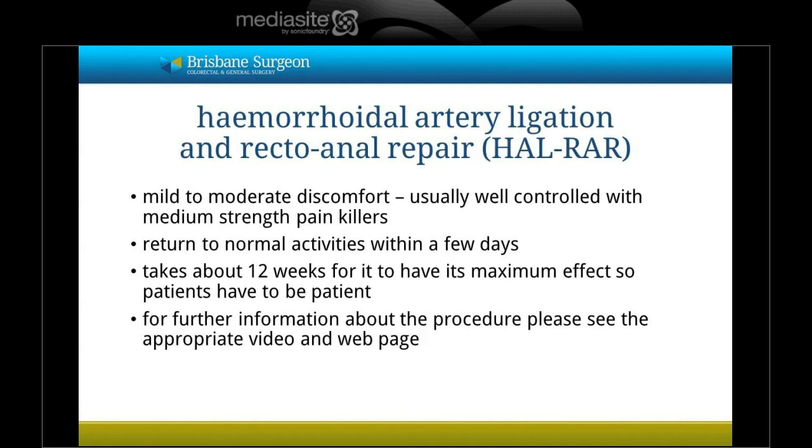For further information about this procedure, please see the relevant section of the website, which includes a procedure video.